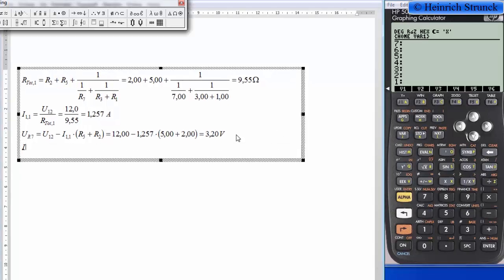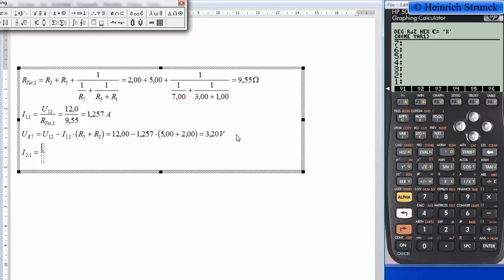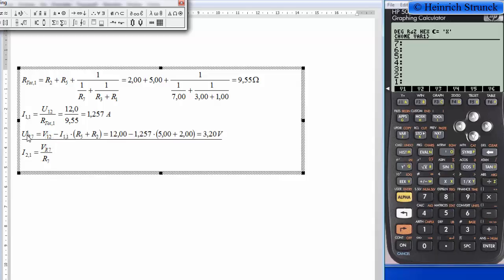Then we can calculate the current through R7 in the first iteration. That must be the voltage for R7 divided by R7. Oh, I wrote U instead of V all the time because I used, for example, the Danish system. So I just changed that.